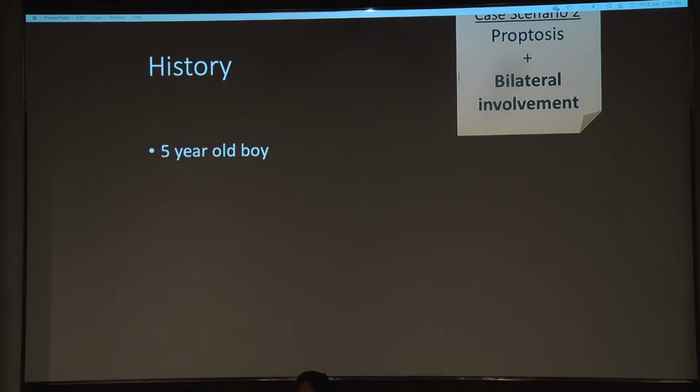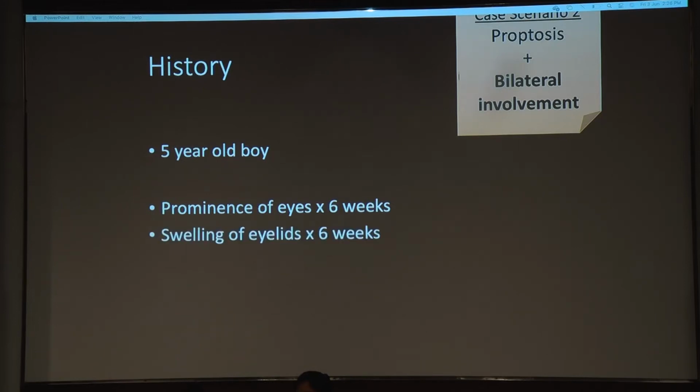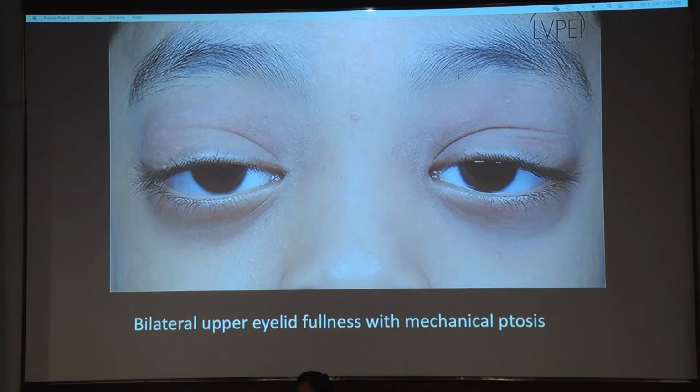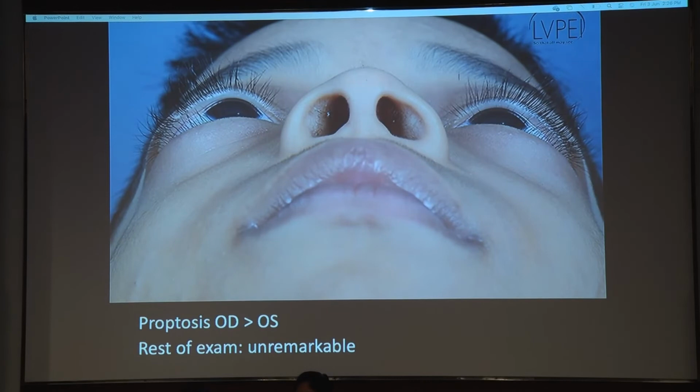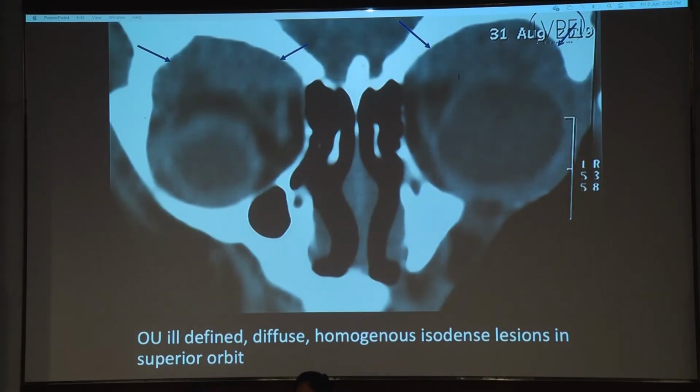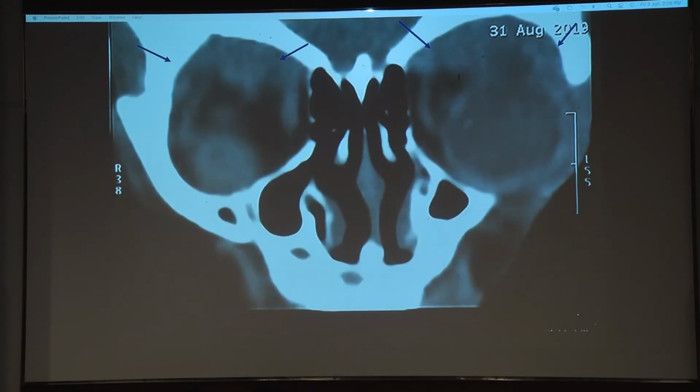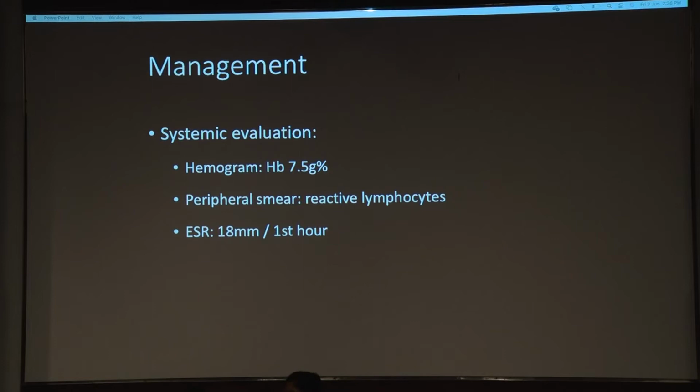So another child, a 5-year-old boy, presented with prominence of both eyes since 6 weeks associated with eyelid swelling. There were no other ocular or systemic symptoms. This is what we saw. There was bilateral mechanical ptosis and proptosis. And on imaging, there were ill-defined diffuse homogeneous isodense lesions in the superior orbit, which extended up to the apex.